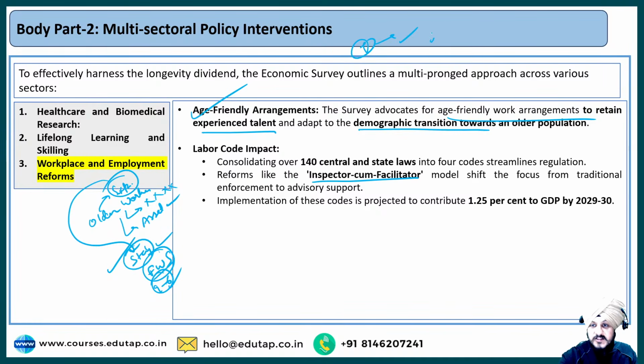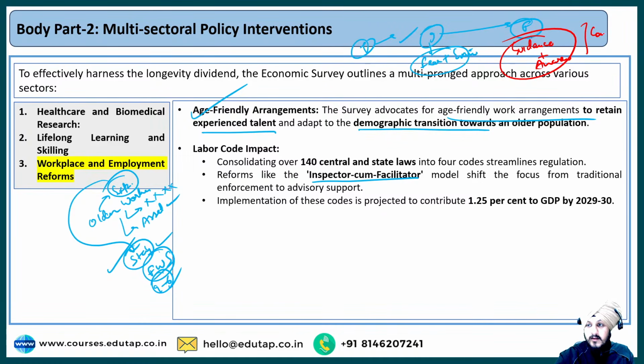So when I talk about the inspector-cum-facilitator model, it basically means that, for example, if there is an inspector who is handling his duty, right? Earlier the scenario was that there was a lot of inspector raj, which represented fear and evasion. But now these labor reforms move from this traditional enforcement model to the inspector-cum-facilitator model, where the inspector is not just inspecting, he is also acting as a facilitator. By facilitator I mean that he is also going to play his role with respect to guidance and awareness, right? This is going to improve compliance, and it is going to improve transparency also.